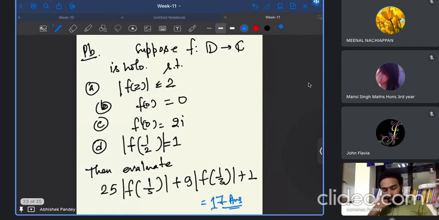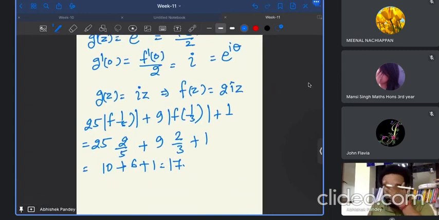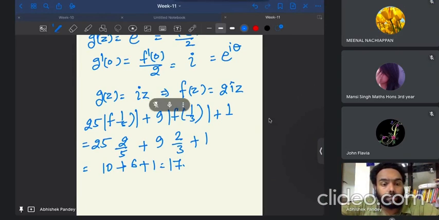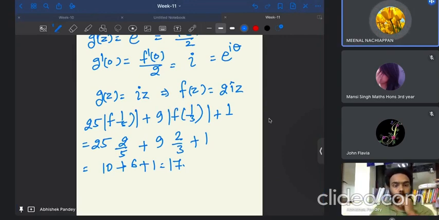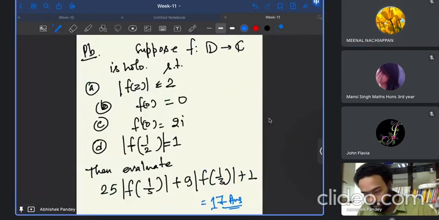Okay, so we are done with today's assignment. If you have any doubt, please let me know. Any doubt, anyone? Sir, in the first option, what you have written, whether it is equal to 2 or less than or equal to 2? Yeah, it is less than or equal to. Right. Okay, sir.